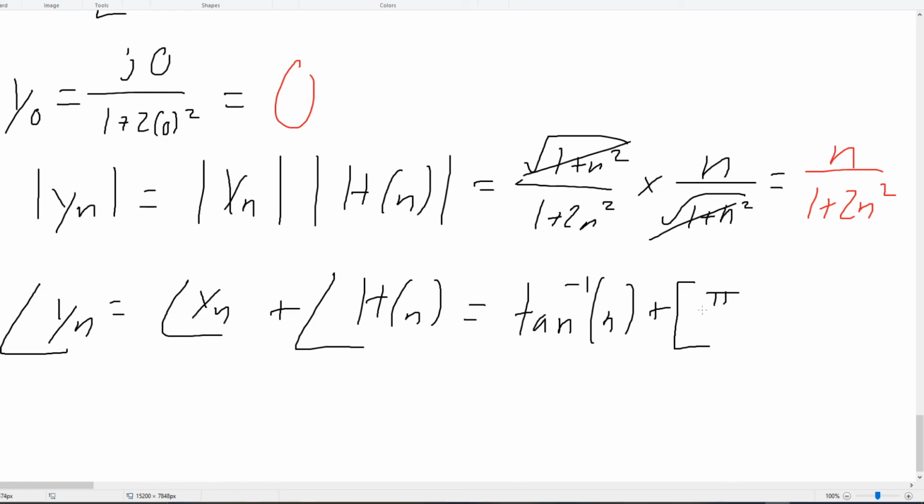I'll write it in brackets, but you don't actually have to write it in brackets because it's just being added. So pi over 2 minus tan inverse n, right? So we have a positive tan inverse over here, and we have a negative one. They have the same values on the inside, so they cancel out. So our final answer is going to be angle of yn is equal to pi over 2.